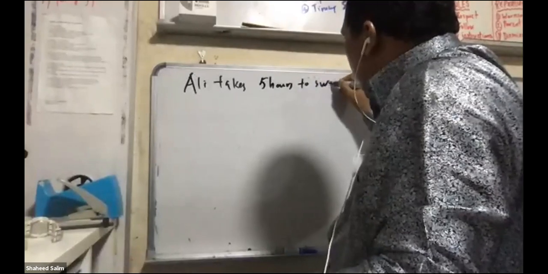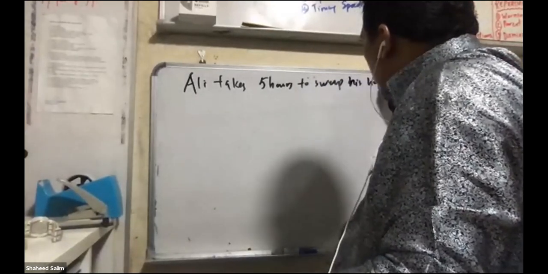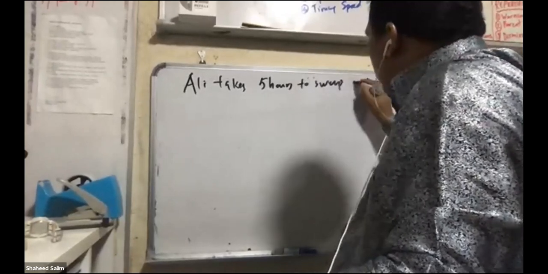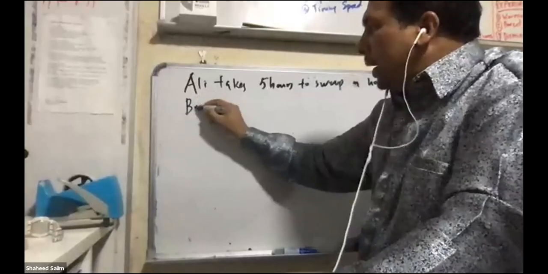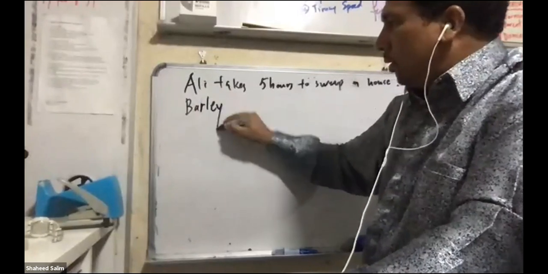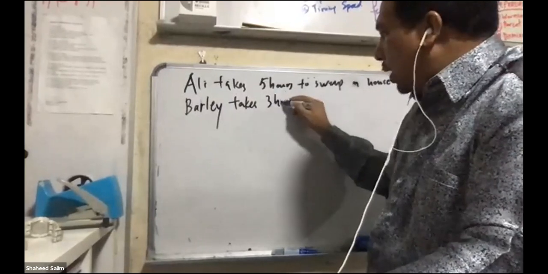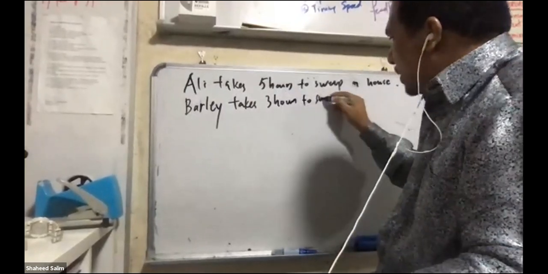You try this question. Ali takes 5 hours to sweep his house. Sweep a house, the same house. Ali takes 5 hours to sweep the house. Bali takes 3 hours to sweep the same house.